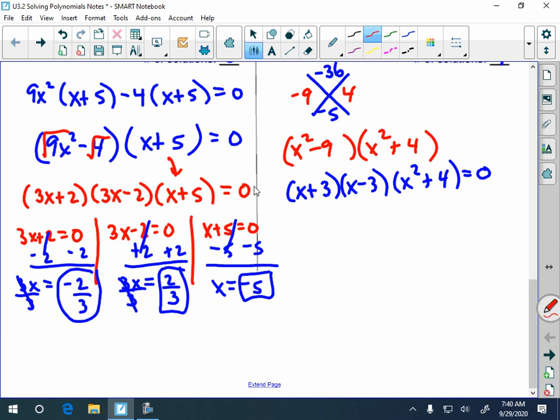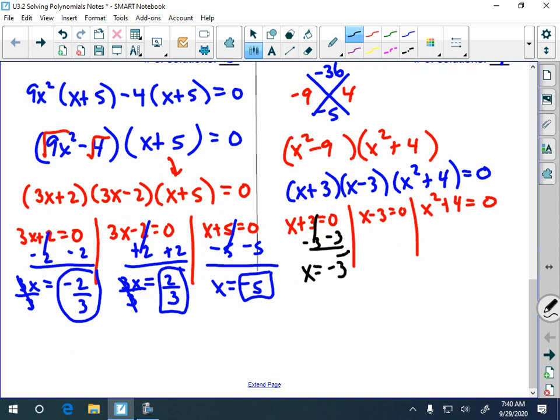All right, so now I'm going to go ahead and solve it. Remember, we're looking for 4 solutions. All right, so each one of these can be set equal to 0, and I can solve for each one. All right, so here I'm going to subtract the 3 over. So x equals negative 3. Here I'm going to add 3. x equals positive 3. And here I'm going to subtract the 4.